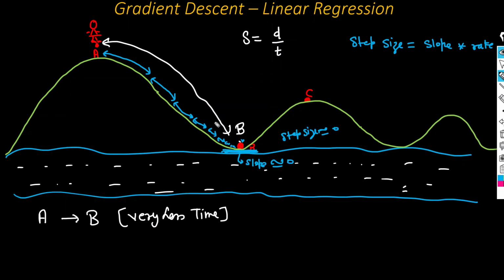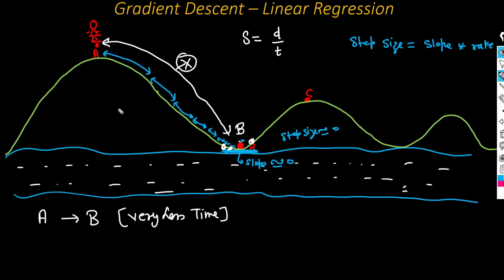Might be if I move from this location, he will not reach the correct minima point. Might be he can reach at this point, might be he can reach at this point, but B needs the exact minima, right, where our slope is close to 0. So by this method B cannot do it.